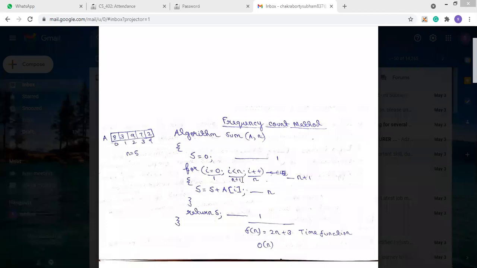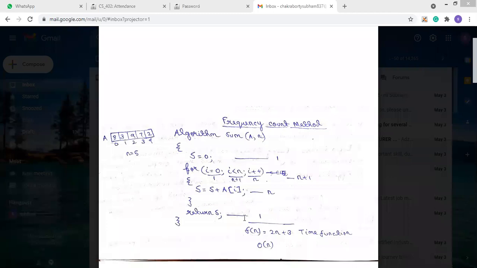So if there is n number of times, I less than or equal to n, then the loop will be executed n plus 1 times. And the statement present inside the loop, how many times will it be executed? n number of times. So that's why its value is n. And then you can see that return is a simple statement, that's why 1 is written.